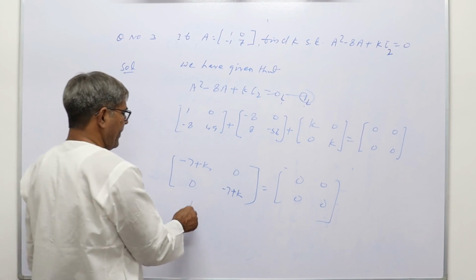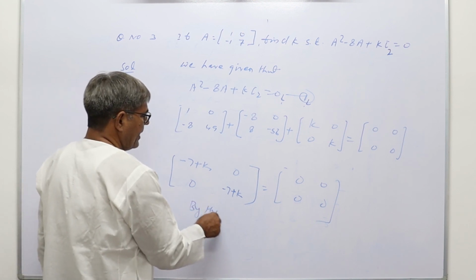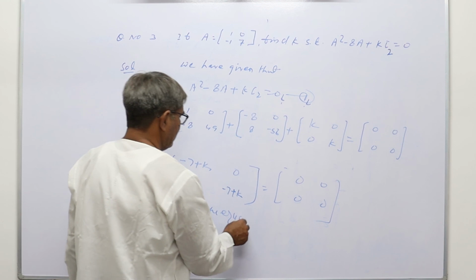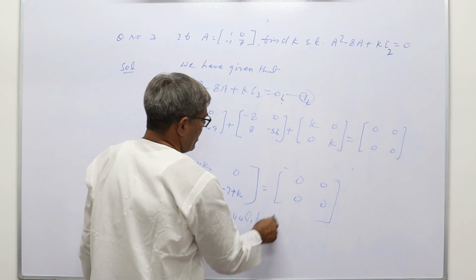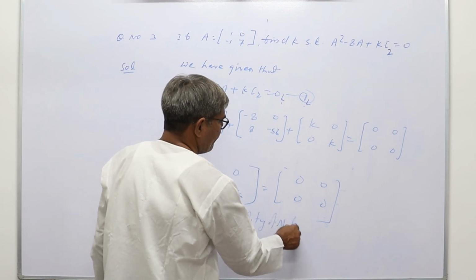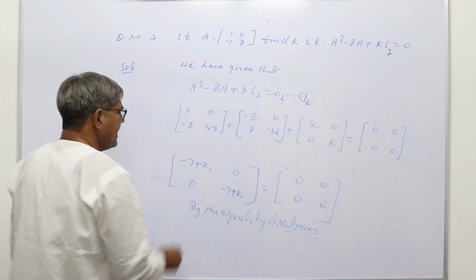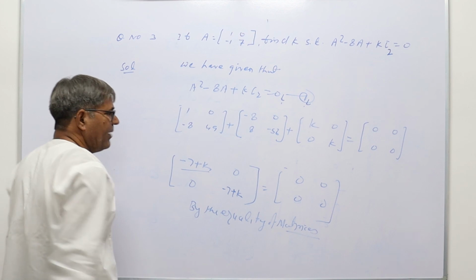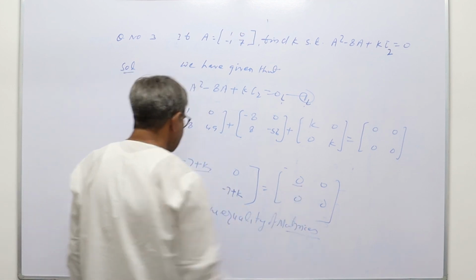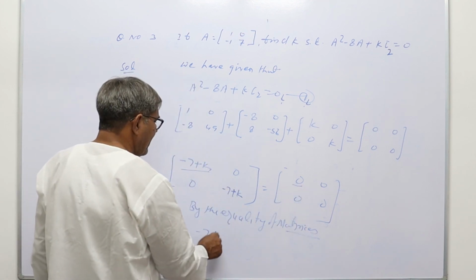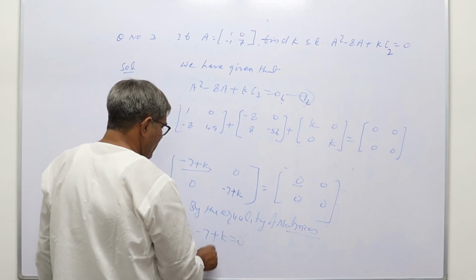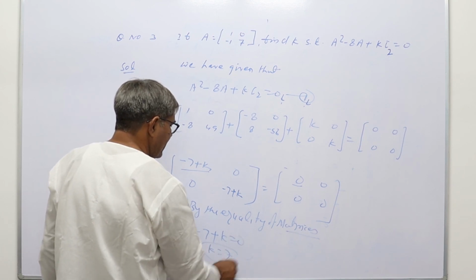So by the equality of matrices, first row first element will be equals to first row first element. So minus 7 plus K equals to 0. So K is equals to 7.